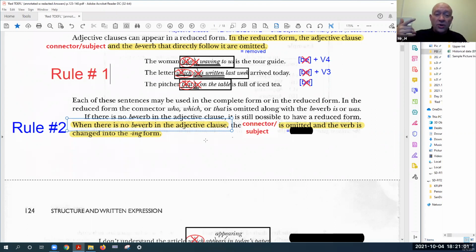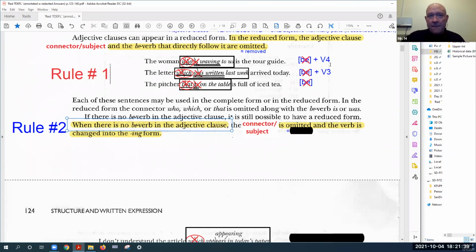You know there are 2 formulas with be verbs, right? What are the 2 formulas? Be plus verb 4, continuous, and passive. And then if there's another verb without any be auxiliary, we can reduce it, but first we change the verb to verb 4, to ing.